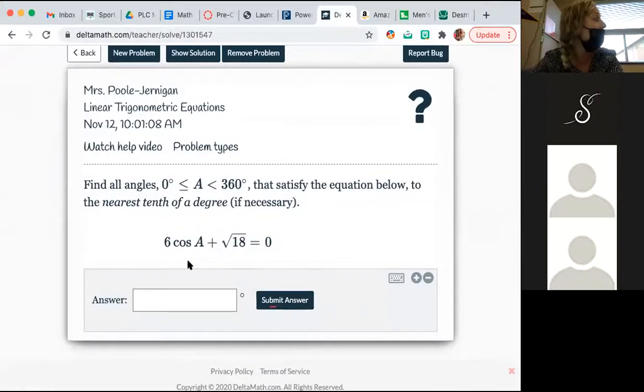Subtract the square root of 18, divide by 6. Does everybody see what I'm saying? Now, I do want y'all to look at what Delta Math is asking you for. The degrees. So find the radians, and then how do you convert it to degrees? Backwards. Times 180, divide it by pi, so the pi goes away, okay? So really just take the fraction and multiply it by 180. Get rid of the pi. We think we can do that, correct?